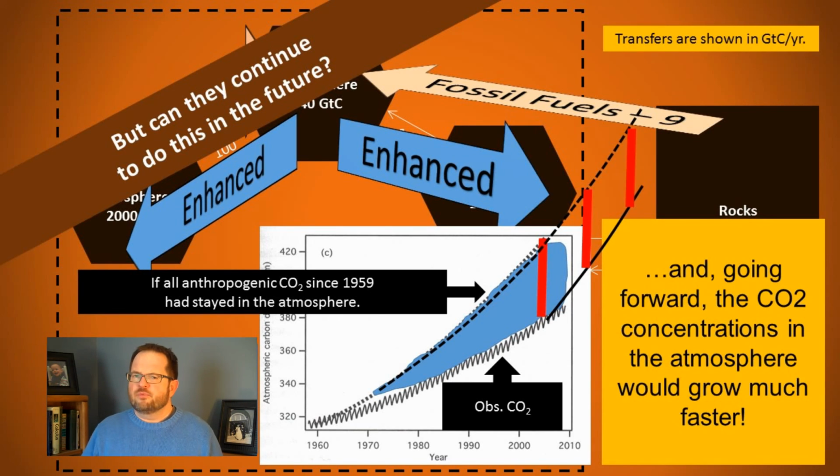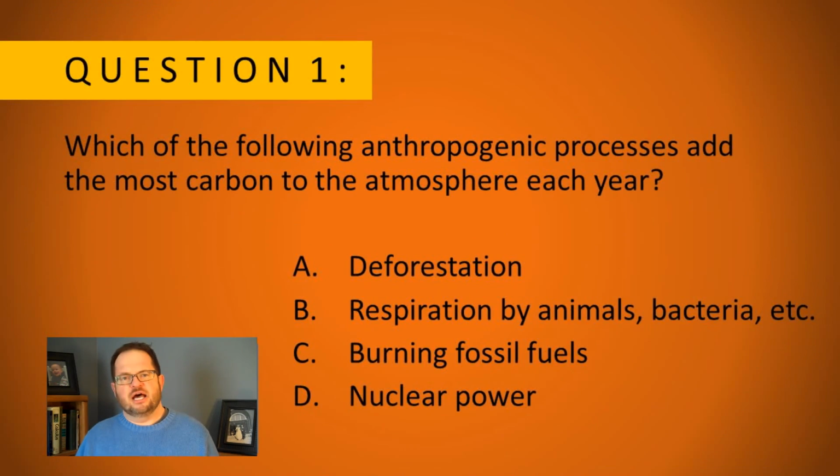All right. We have one more little lecture to go about methane. But before we move on to that, I do want to ask you a couple questions about what we just saw about the way humans are affecting the carbon cycle. Question 1. Which of the following anthropogenic processes adds the most carbon to the atmosphere each year? Is it A, deforestation, B, respiration by animals, bacteria, etc., C, burning fossil fuels, or D, nuclear power? All right, look over those 4 options and click on one of them and get some feedback before you move on to question 2.